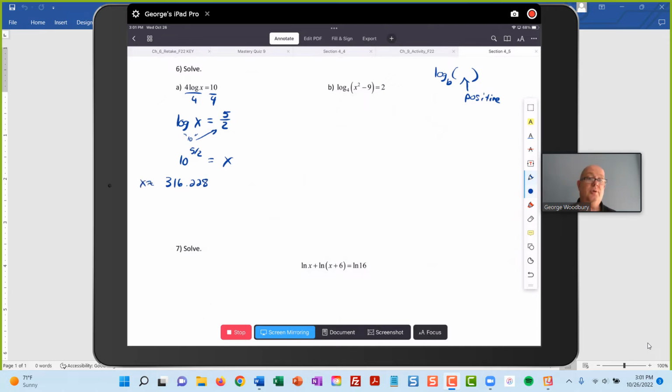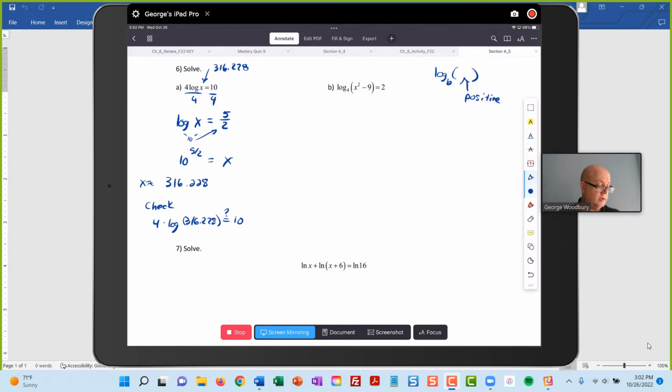Now, I'm not going to do the exact check on all of these, but I will on this one. But first, when 316.228 goes in for x, that's the logarithm of a positive number, so that part's okay. Let's see if the numbers work out. For the check, I've got 4 times the common log of 316.228, and I want to see if that equals 10.